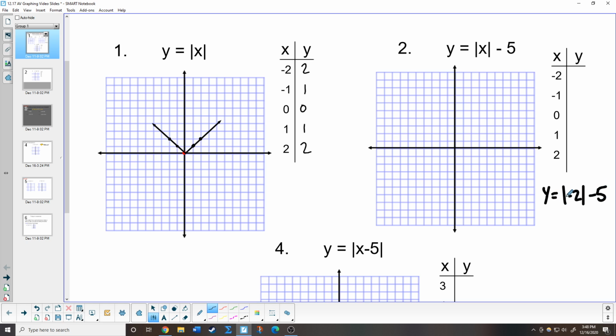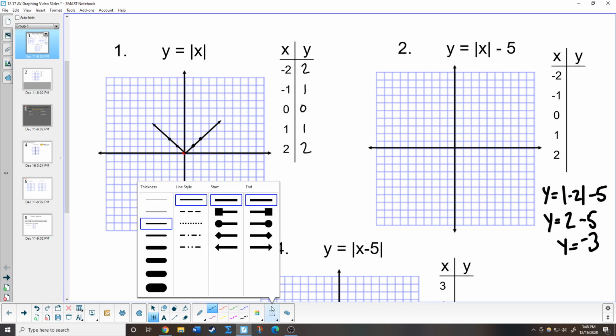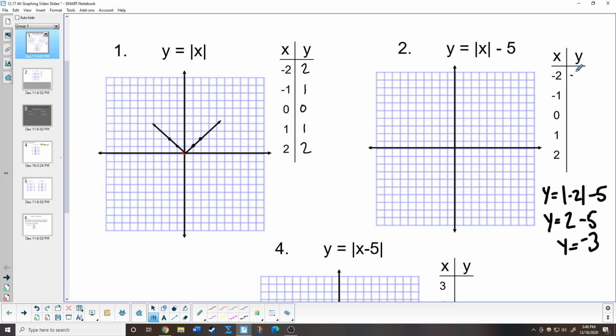So y equals, the absolute value of -2 is just 2, and 2 minus 5 is -3. So we get an answer here, let me write it a little bit smaller, is -3. If we were to plug in -1, we would get the absolute value of that is 1. 1 minus 5 is -4.